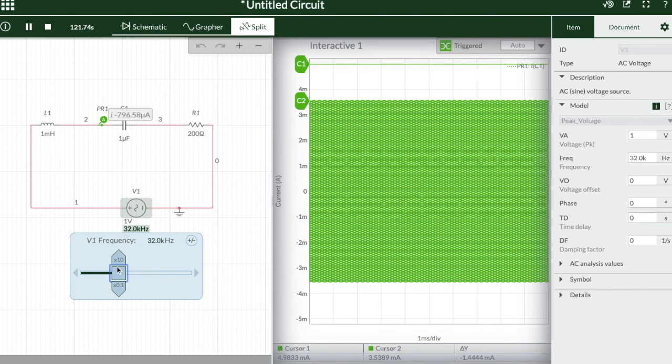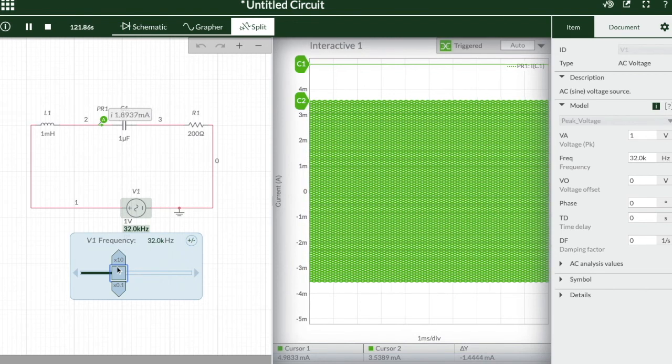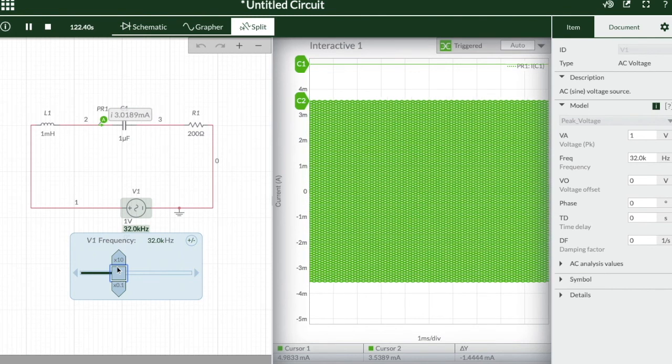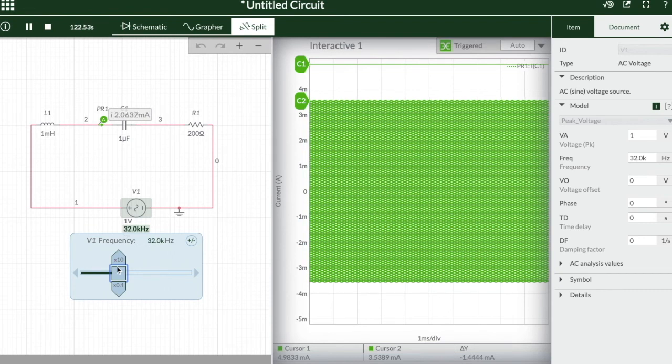This gives us an estimate of bandwidth. So what is bandwidth? Bandwidth is the difference between two cutoff frequencies. In this case, it is 31.21 kilohertz. The ratio of resonant frequency to bandwidth gives the selectivity of the circuit.